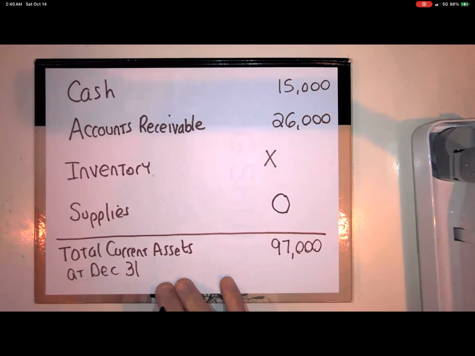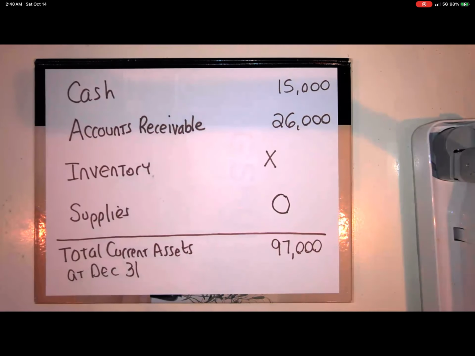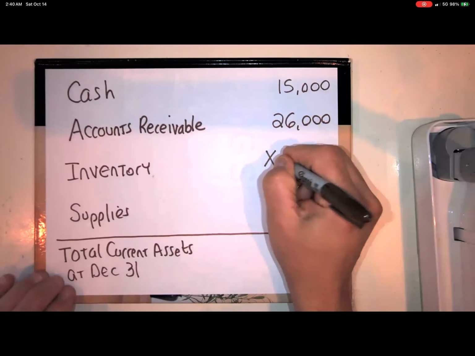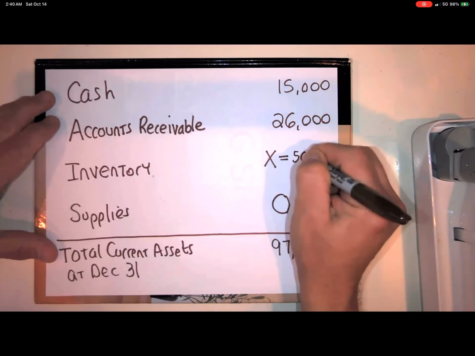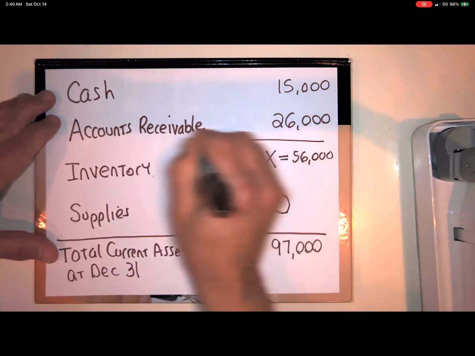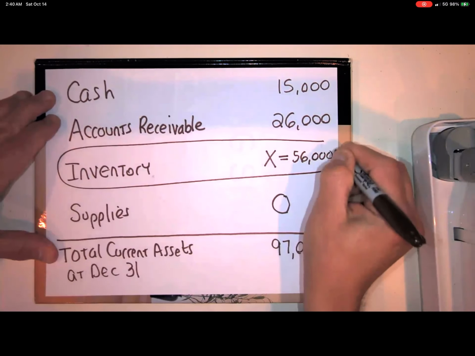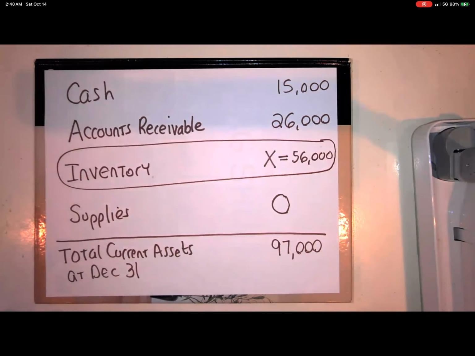So in this example, we have no supplies, letting us calculate the balance in the inventory account at December 31 to be $56,000. Erica, good work. Good job. Any questions on number 5?